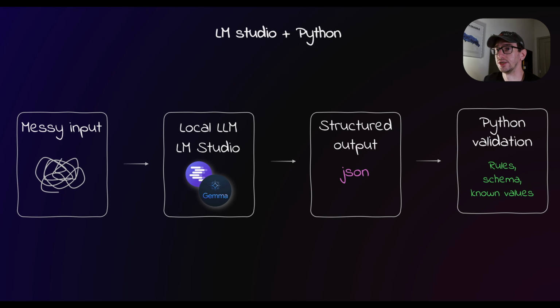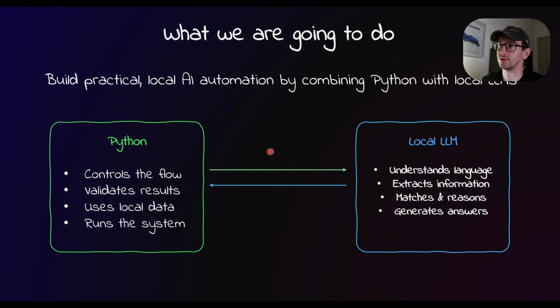So basically here we have the scheme. For example, this is just a visualization of the messy input data, and then we will send it to local LLMs, and then LM Studio with the LLM will parse it for us and reorganize it in a nice way, so we will get a structured output in JSON format, and then we can use this JSON in our Python program. And today I want to show you two different examples, just as a summary of what we are going to do today.